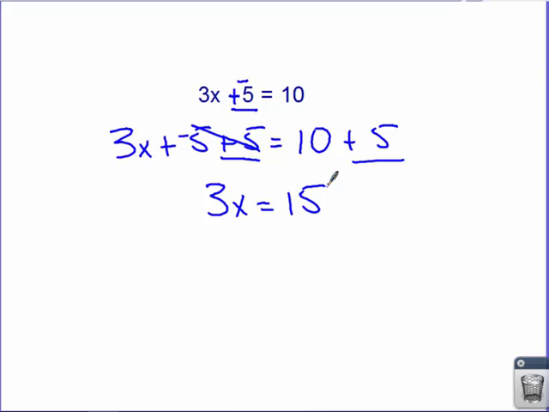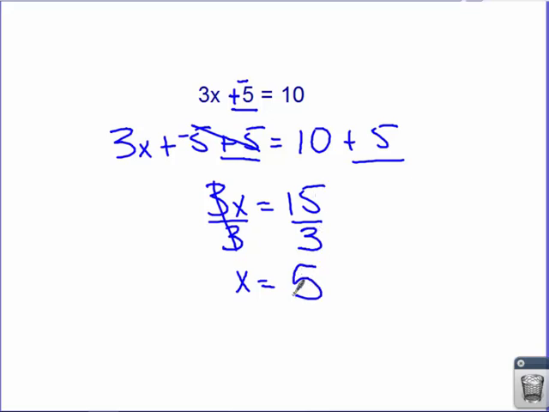Now I don't want to know about 3x's, I only want to know about 1x. So I divide this by 3. I divide the 15 by 3, because what I do to one side, I must do to the other. These 3's divide out, and I'm left with x is equal to, and 15 divided by 3 gives me 5.